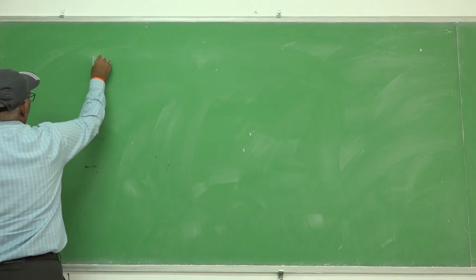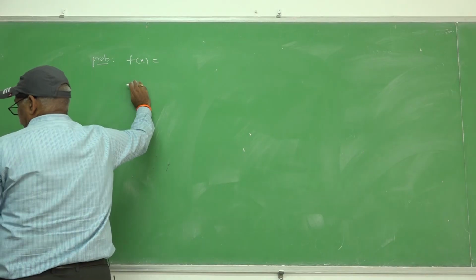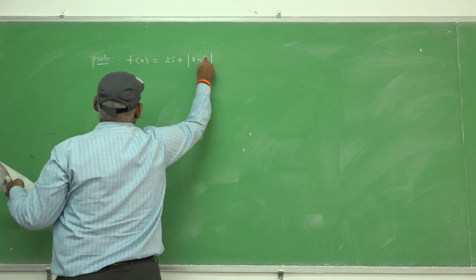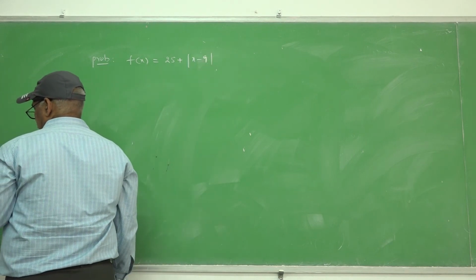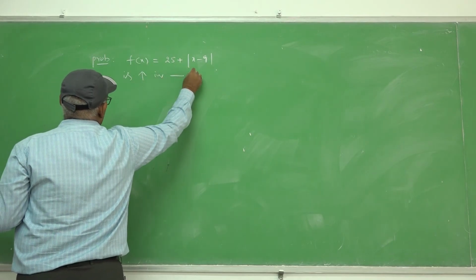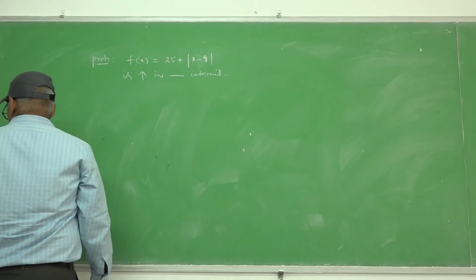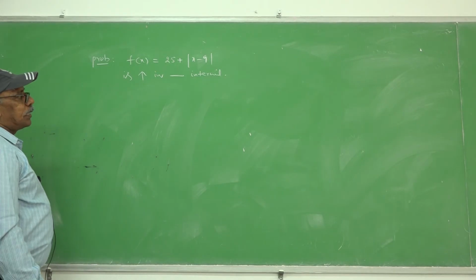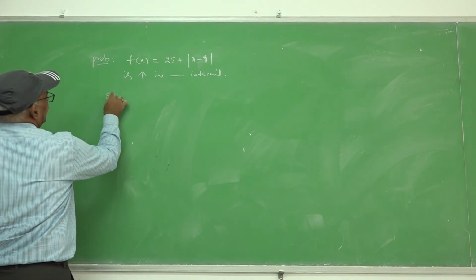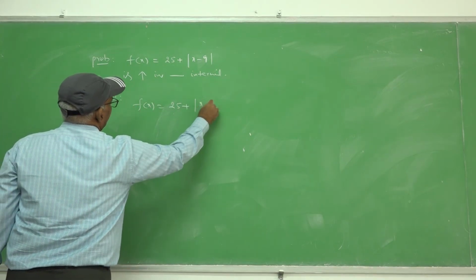This is one more interesting question. f x equal to 25 plus modulus of x minus 9 is increasing in dash interval. In which interval is the function f x equal to 25 plus modulus of x minus 9 increasing? Here f x equal to 25 plus modulus of x minus 9.